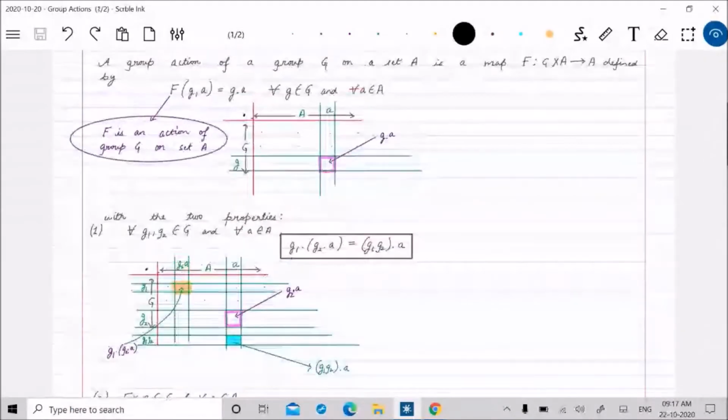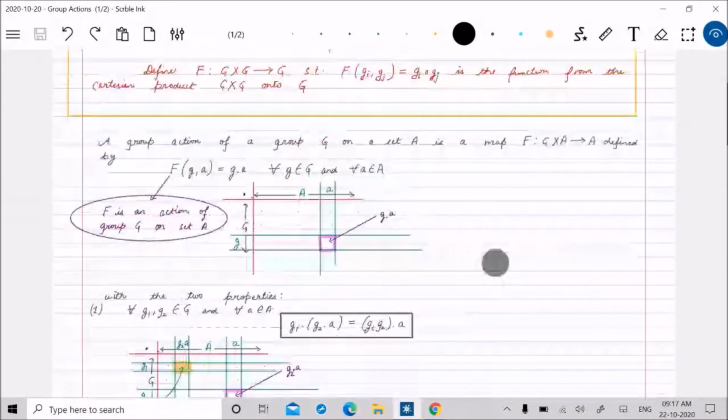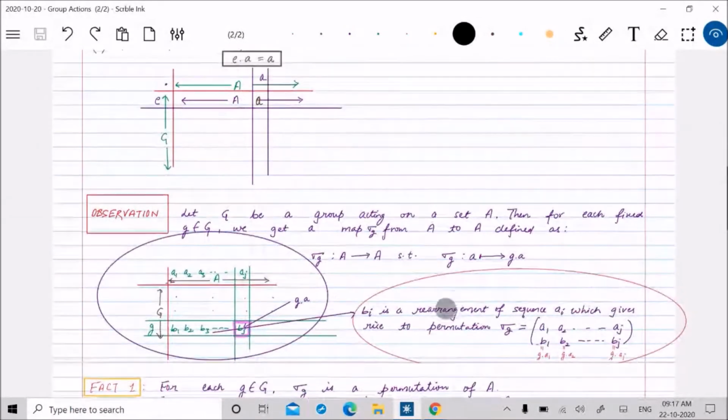Where is that? This one, yeah, this one. You can see this picture. This was the original sequence of the elements of A: a1, a2, a3, dash, dash, dash, aj, right? And when this element, little g of group G, acted on A, when g acted on little a1, it gives little b1. When g acted on little a2, it gives little b2, and so on, right?